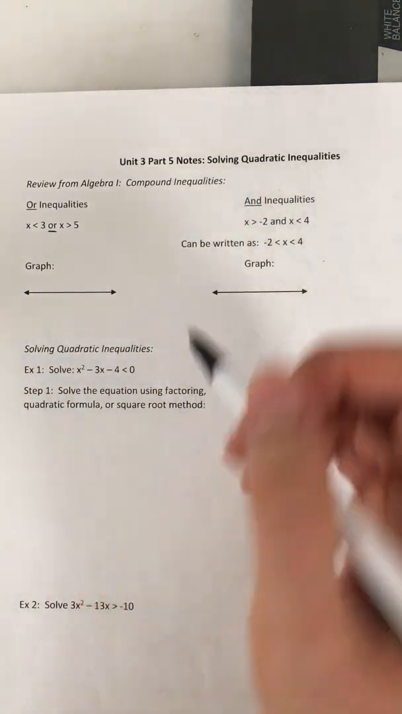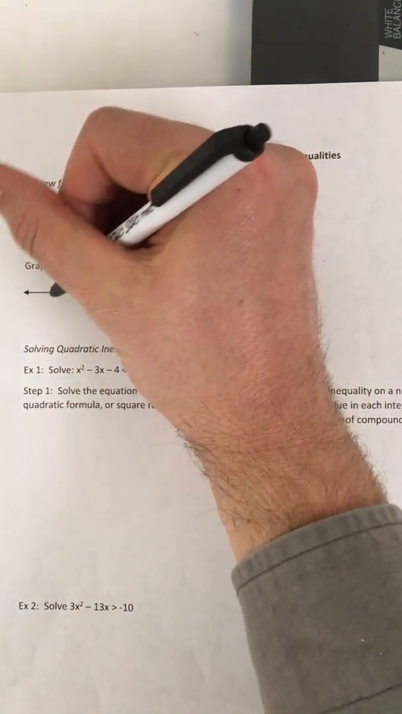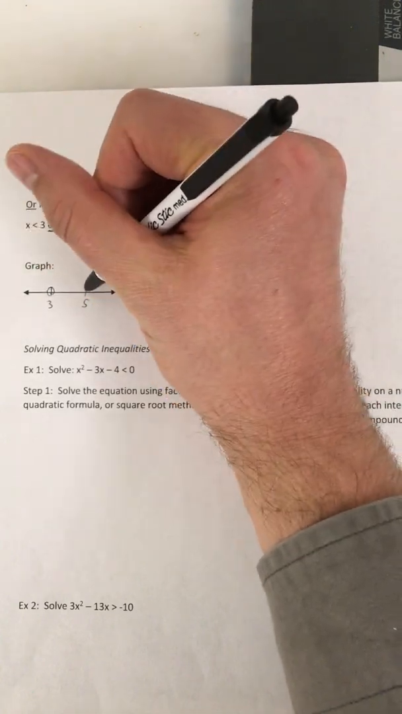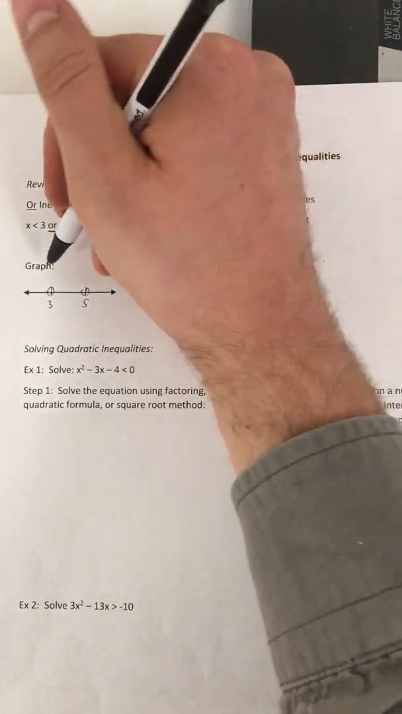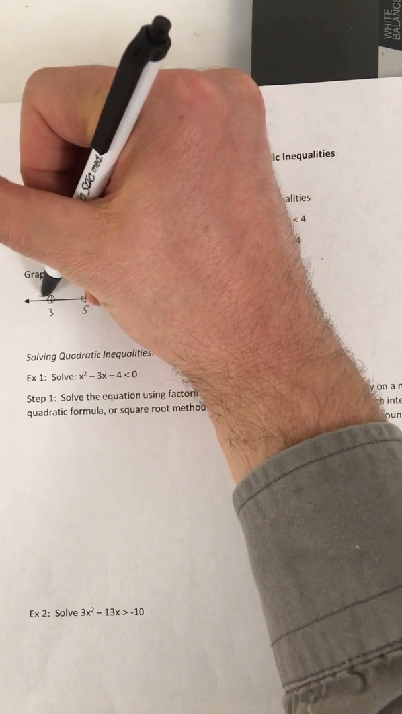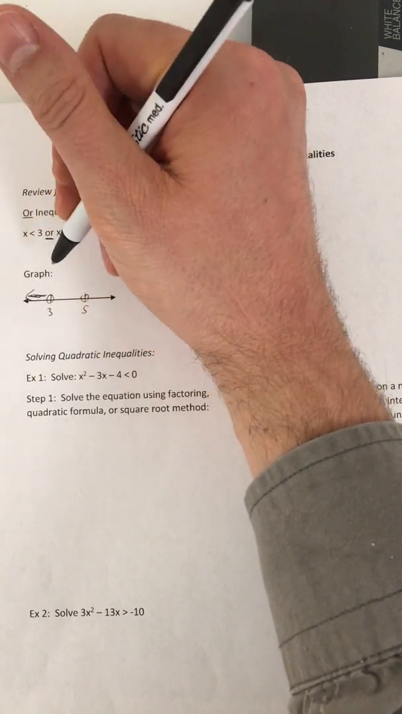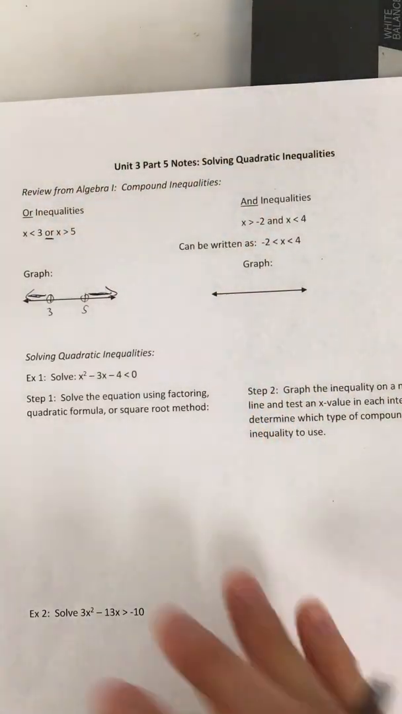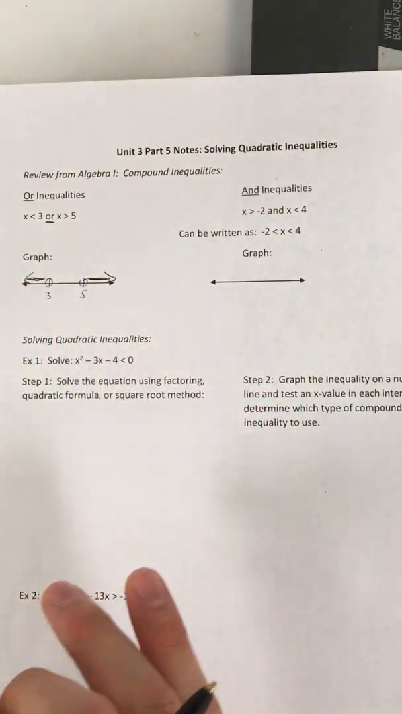It can't be both. So like a graph of that, if here's 3 on the number line, here's 5, I would have an open dot on the 3, open dot on the 5. It'd be anything less than 3, so 2, 1, 0, negative numbers, anything left of 3, anything to the right of 5. Those would be my OR inequality.